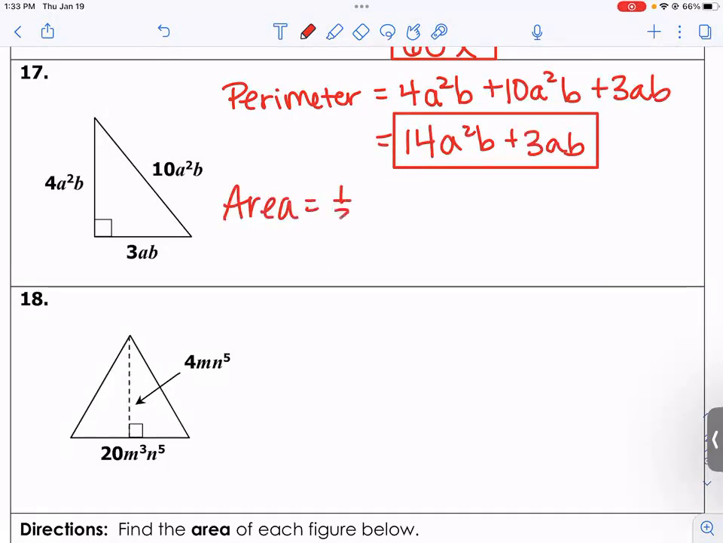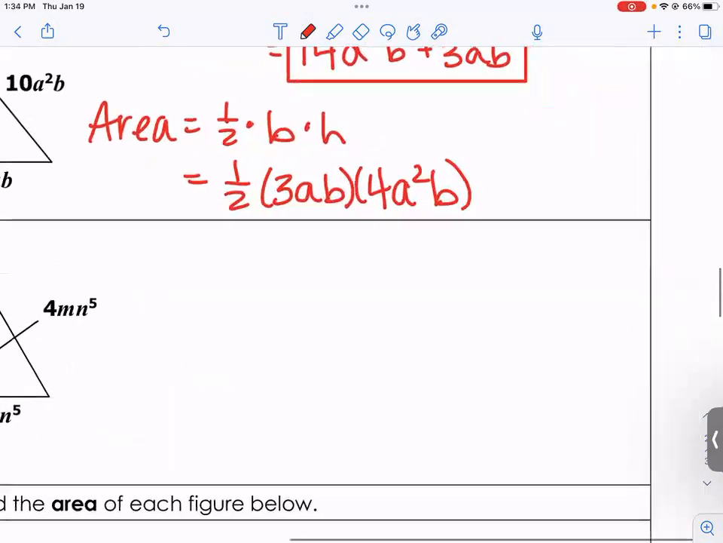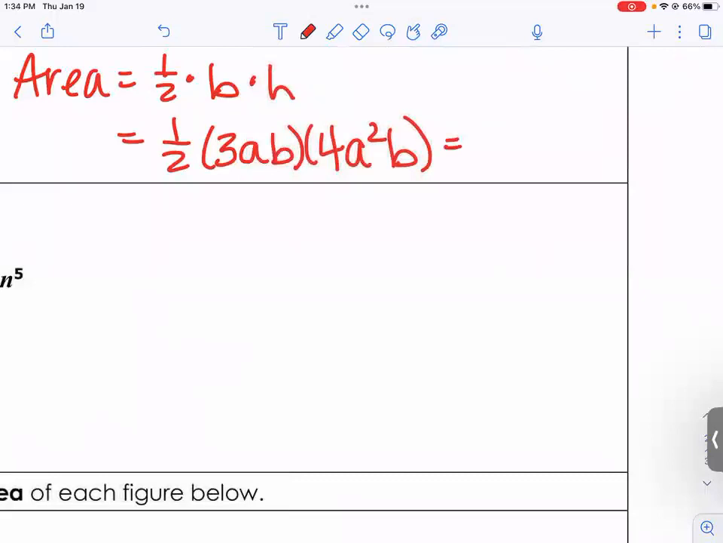Now, area of a triangle, 1/2 base times height. So we look for the height based on wherever a right angle is. So like in number 18, this is the height right here. And number 17, this is the height right here. So we have 1/2, our base is 3ab, our height is 4a squared b. What is 1/2 times 3 times 4? 6.